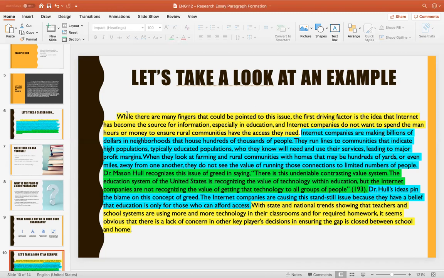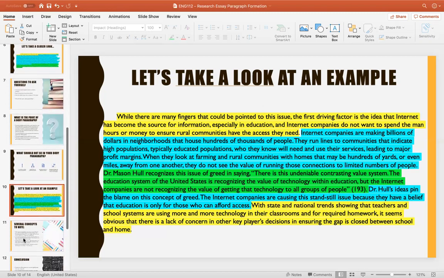So, guys, one of the things that I want you to realize is most of this paragraph consists of my own words and my own thoughts. However, it is supported by this really strong research that I elaborated on and made connection to the topic.